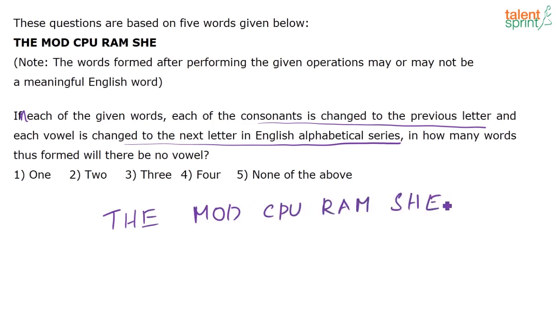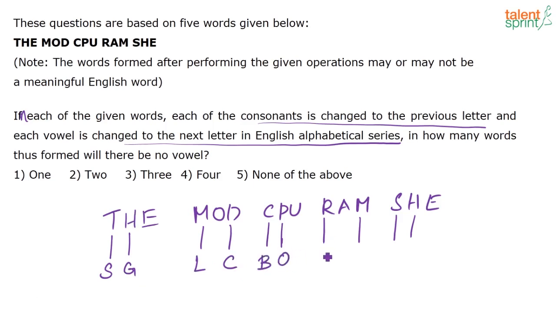THEMODCPURAMSHE. These are our words, right? Now the consonants have to be replaced with the previous letter. So which are our consonants? THMDCPRMSH. Now let us first replace them with the previous letter. So what do you get? STGH. This is going to be L. This is C, B, O, Q, L, R, S, G, H. Correct?